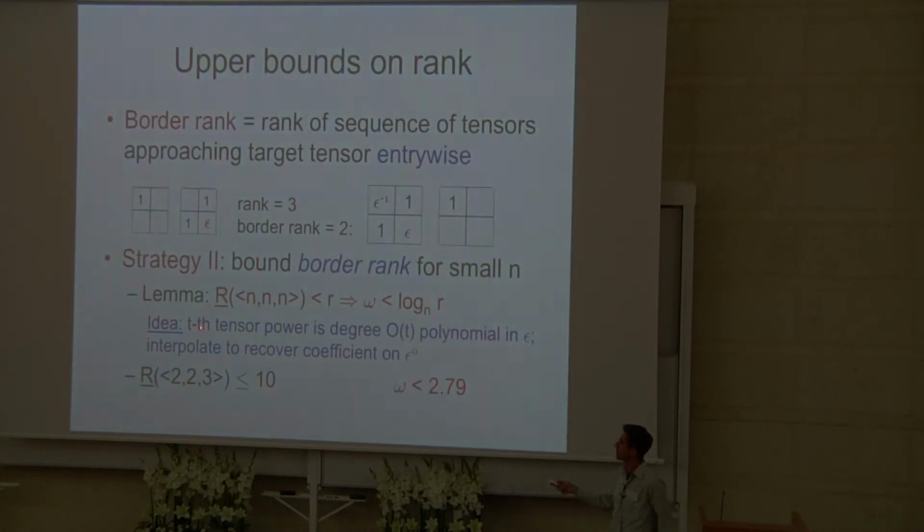If you take high tensor powers of this border rank construction, and you think of epsilon as a formal polynomial, as a formal variable, then all of the entries, if you're taking the kth tensor power, are degree t polynomials in epsilon, and you can just interpolate to pick out the coefficient on the epsilon to the 0. Okay, so somehow in the tth tensor power, the tensor has size exponential in t, and the overhead that you incur from finding the coefficient on an order t degree polynomial is only polynomial in t, and so it doesn't affect the bound on the exponent. It's a lower order term.